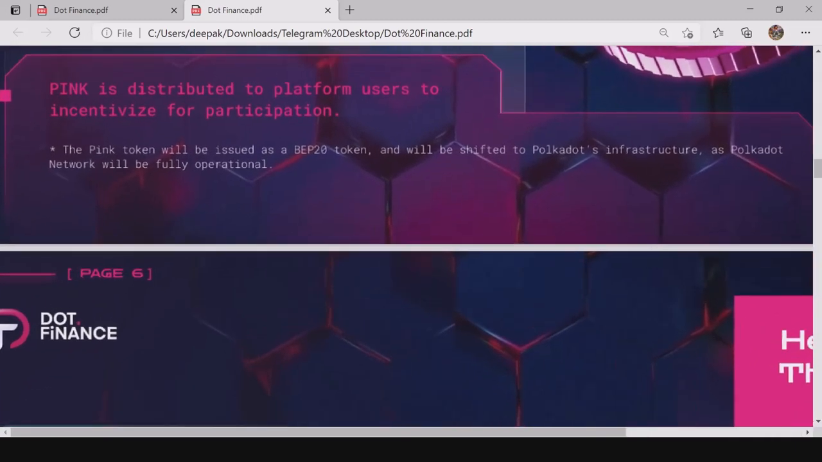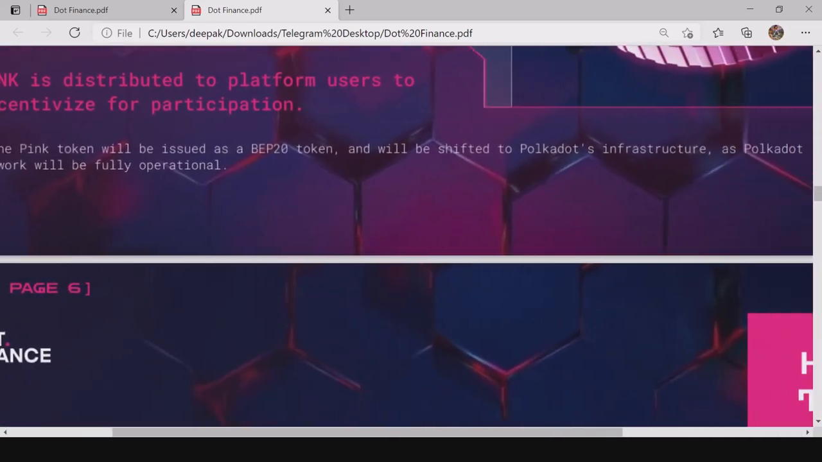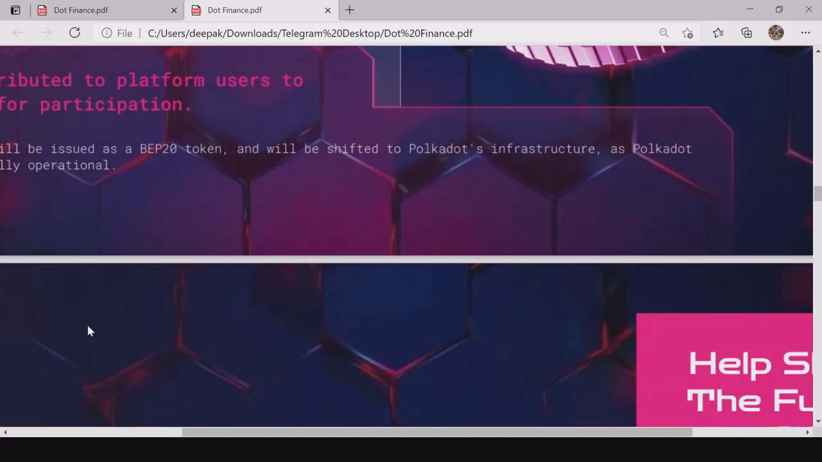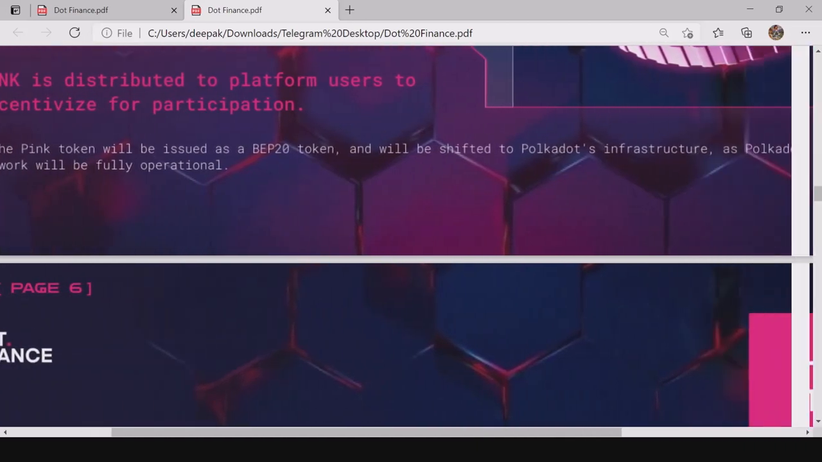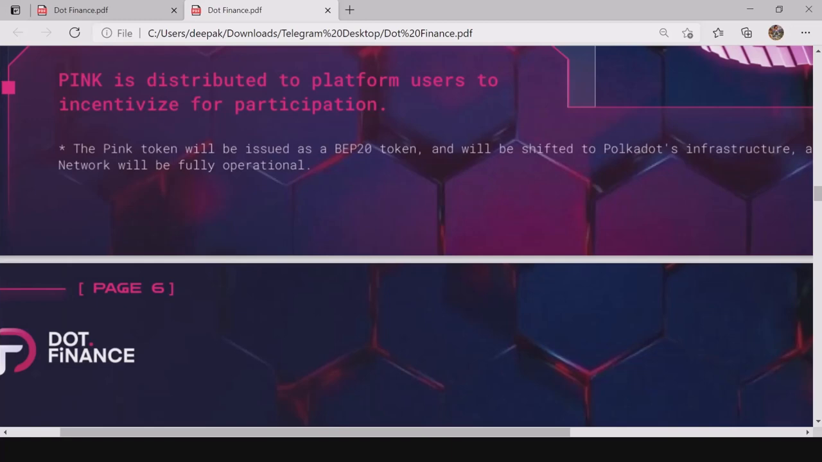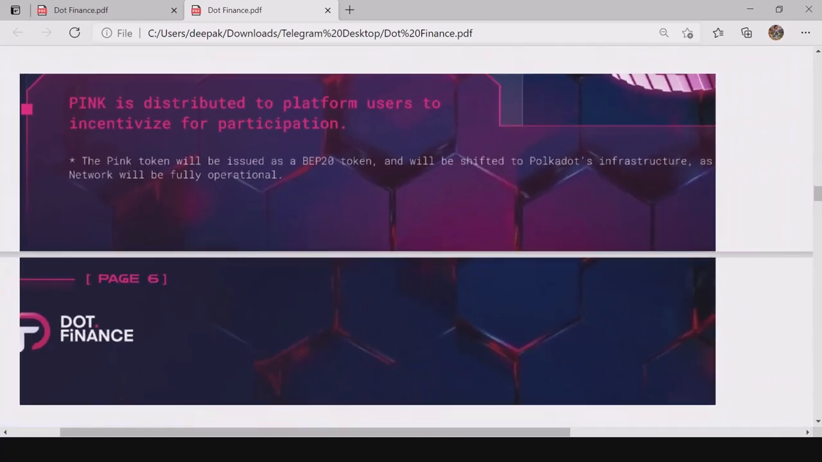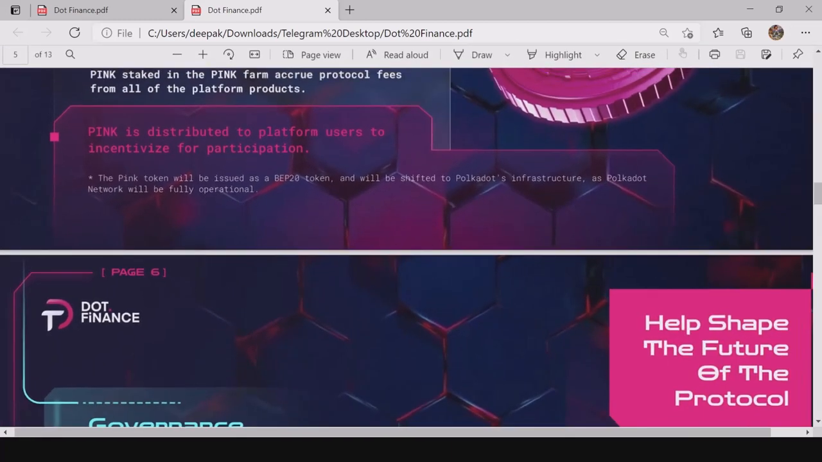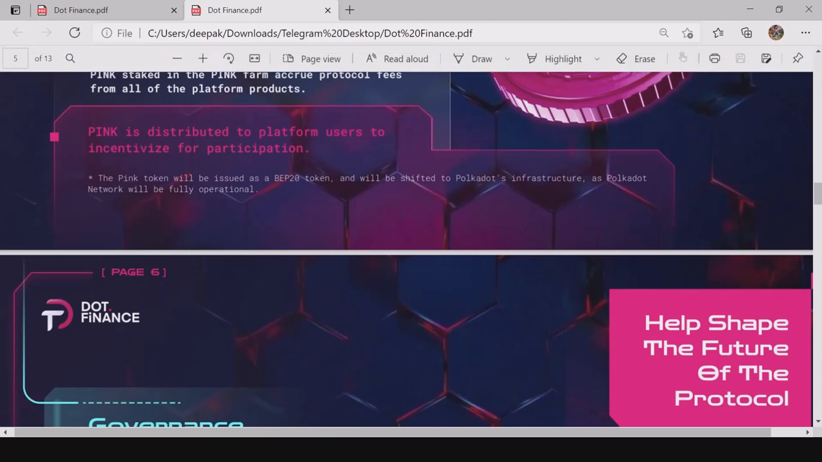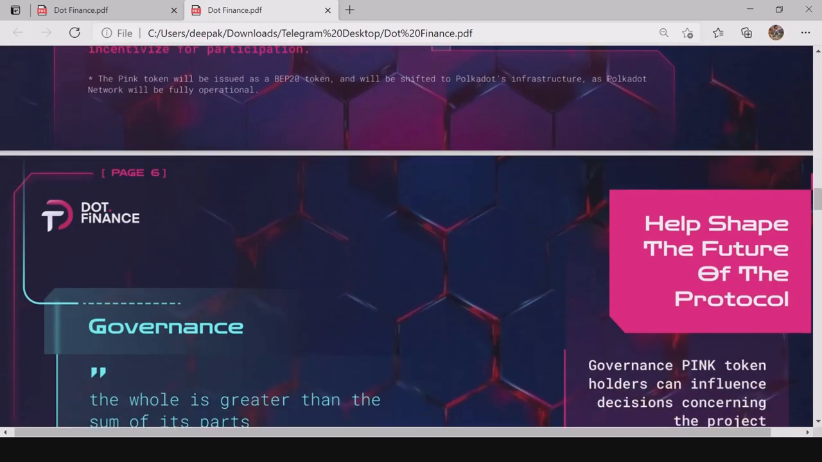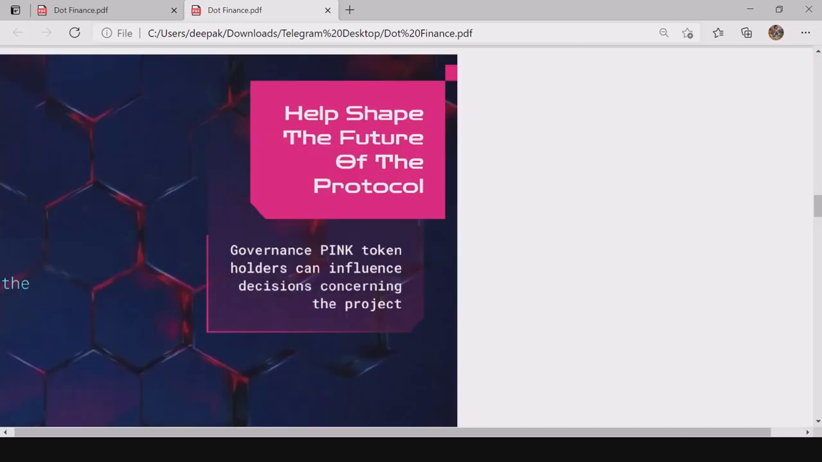The Pink token will be issued as a BEP20 token and will be shifted to Polkadot's infrastructure as the Polkadot network becomes fully operational. So now they are on Binance Smart Chain handling all the Polkadot ecosystem coins and all that. But once Polkadot launches and is fully operational, they will move over to the Polkadot chain, right? Okay, so governance.